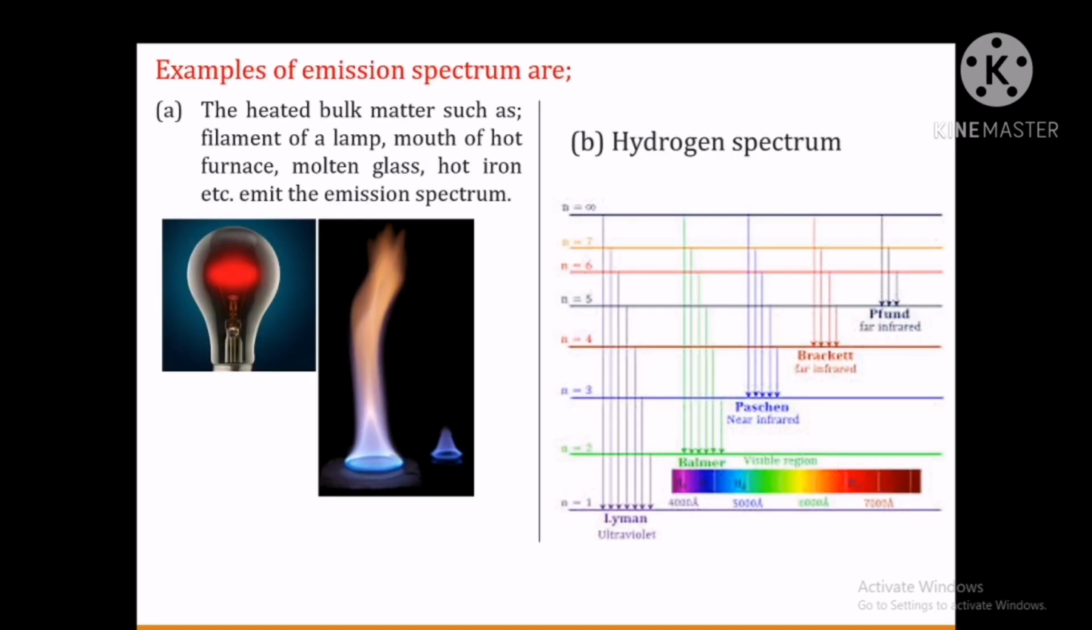For example, heated bulk matters such as the filament of a lamp, mouth of a hot furnace, molten gas, hot iron, etc. emit the emission spectrum. These are examples of emission spectrum. The most famous is the hydrogen atom spectrum. This hydrogen atom spectrum is a spectrum of emission. Everybody knows.